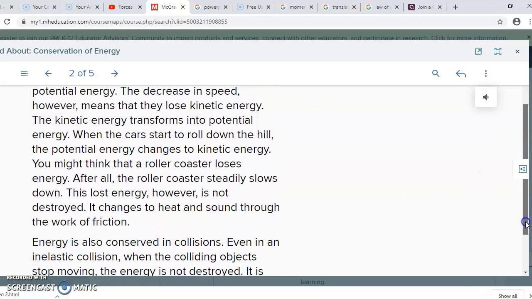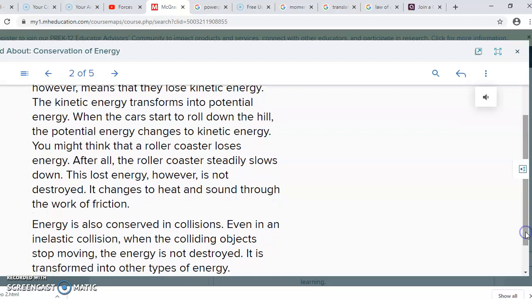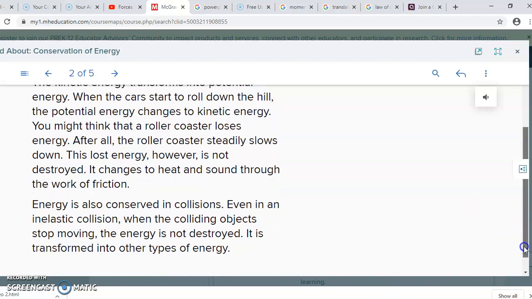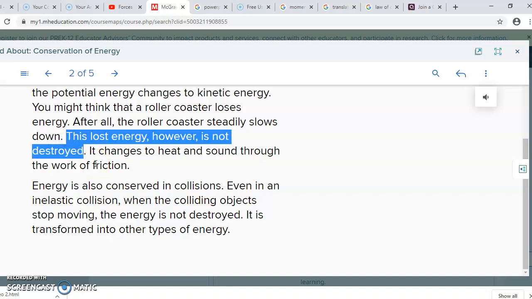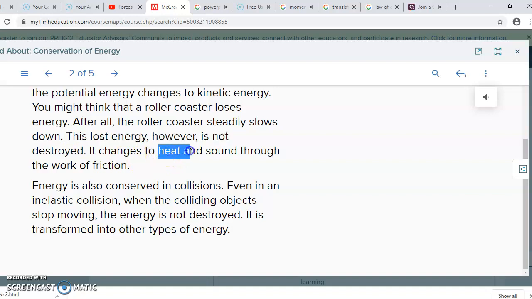Also, in the roller coaster, some amount of energy doesn't change into kinetic. It's lost energy, which is changed to heat and sound. It's called lost energy, not destroyed energy. This energy doesn't change to kinetic or potential, but it changes to another form, which is heat and sound, through the work of friction.